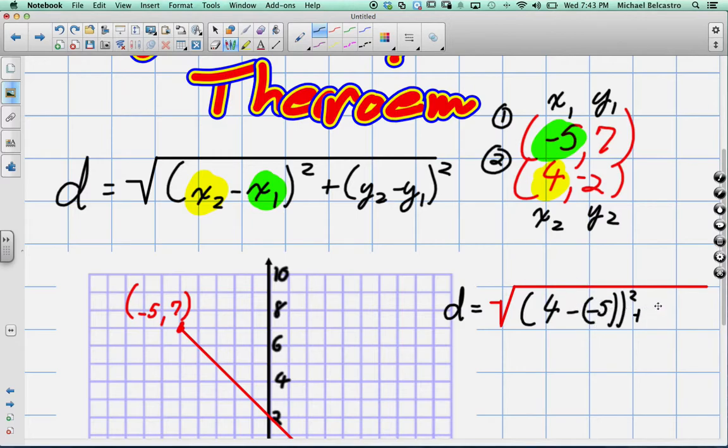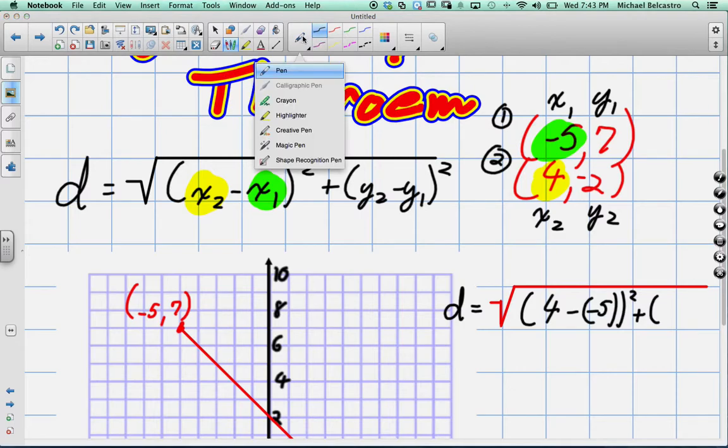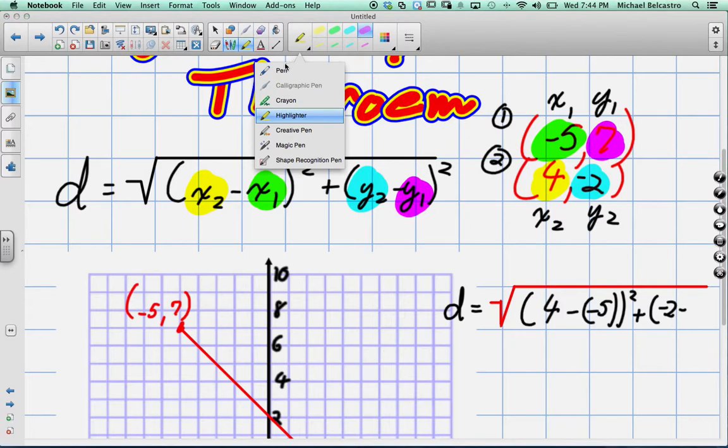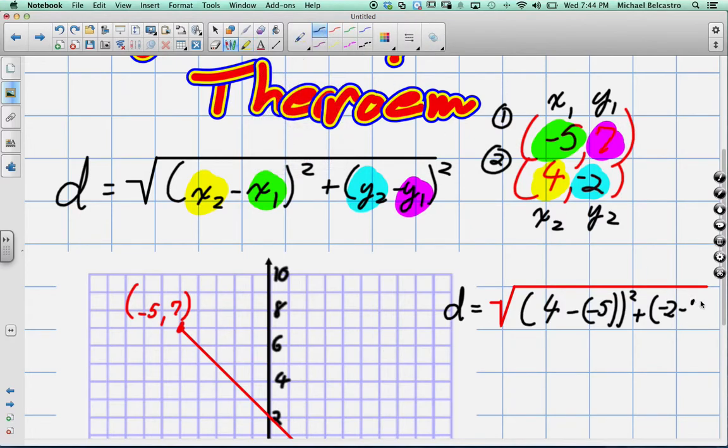Plus y2. I'll do him in blue, I guess. Which is -2. Minus y1. The only color left is that. Which is 7. Okay, so minus 7. Did that all make sense? I plugged it in? Good. So our distance will be equal to the square root. And I'm going to change square root back to black. There we go. We'll add what's inside those brackets.